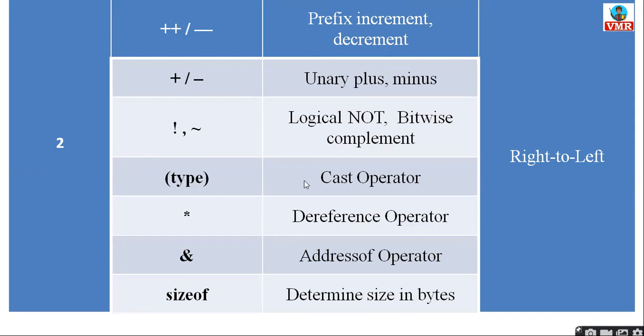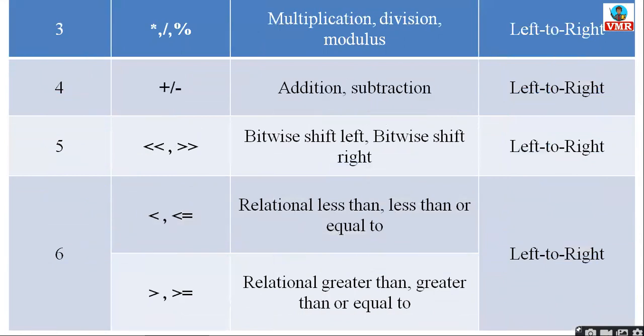Okay, and this one has to be from right to left. It's associativity. Suppose in the same equation I have logical not and bitwise not, both in one single expression, then you will start from right to left. Next, coming to the third one, you will have multiplication, division, and modulus. These three are of third priority, they have the third precedence value. And if these three are in the same expression, then you will move from left to right.